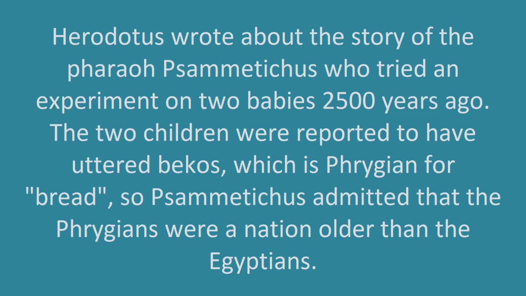The historian Herodotus wrote about the story of the pharaoh Psammetichus, who tried an experiment on two babies 2,500 years ago. The two children were reported to have uttered bekos, which is Phrygian for bread. So Psammetichus admitted that the Phrygians were a nation older than the Egyptians. Phrygian was a language spoken in a region of modern Turkey.